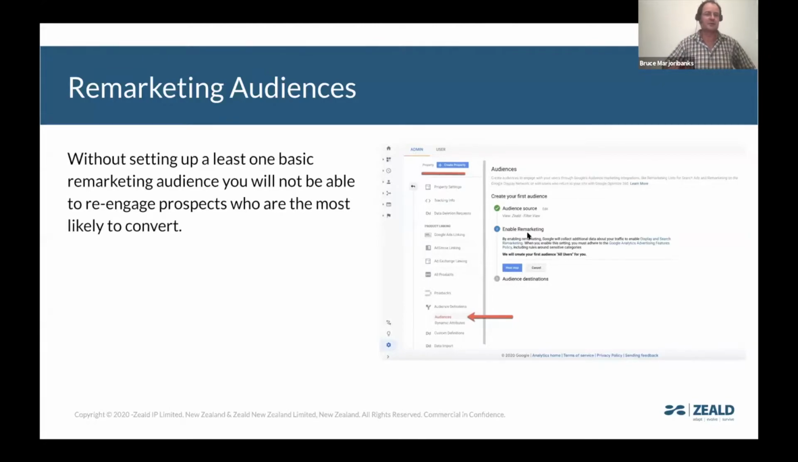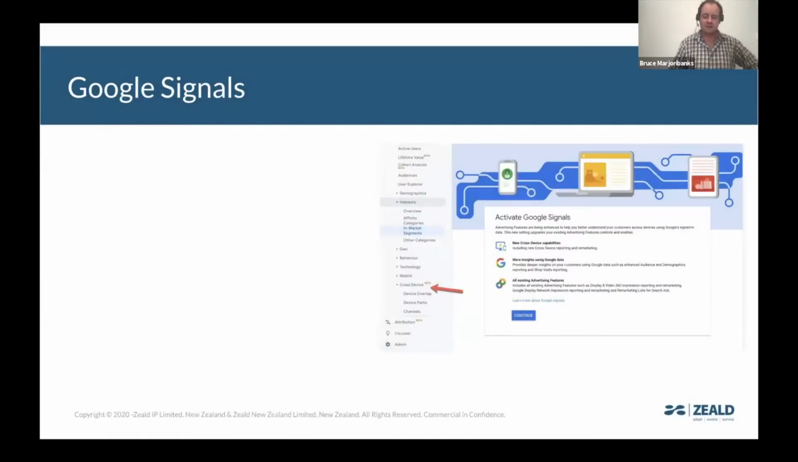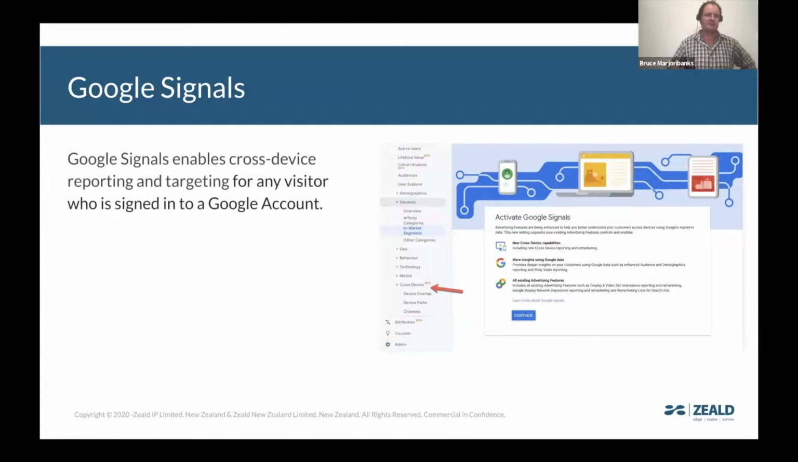This is a very simple default one that would automatically be set up. And then there's all sorts of levels of running remarketing. But the first step is just to make sure you're tracking what people were doing, the people who visited in the last 30 days. And by that, I don't mean people, I mean it's actually cookies. We're not tracking anyone as a person. The next one is new, but it's a really good feature, called Google Signals. Well, it's new in terms of it's been around since about 2018.